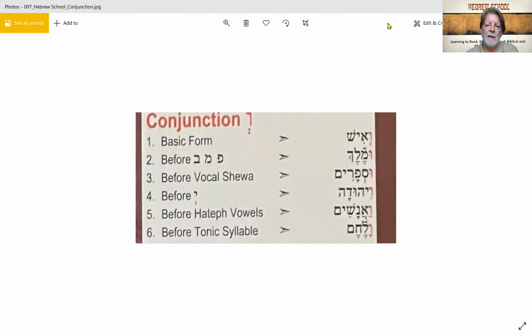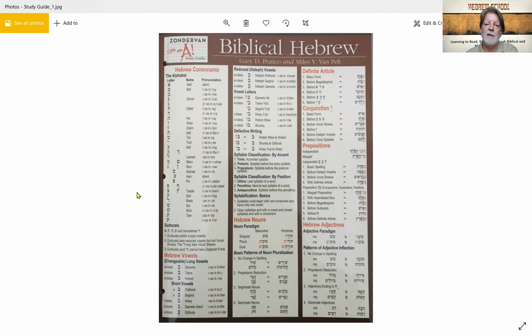Oh, and by the way, let me also mention that the material we'll be using is from this study guide about biblical Hebrew by two Hebrew scholars, Gary Pratico and Miles Van Pelt. And the material we are using is just a 4-page summary of the content of a much larger book on Hebrew grammar. So although we're just using the study guide, if you're interested in diving a little bit deeper into the rules of Hebrew grammar, I encourage you to go ahead and purchase this grammar book. There are some other ones on the market, but this is a very good one.